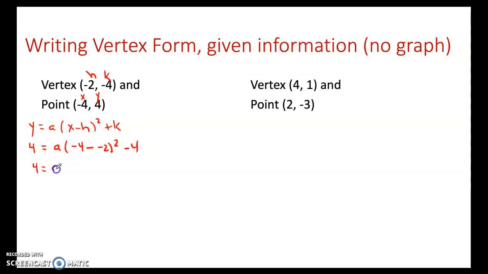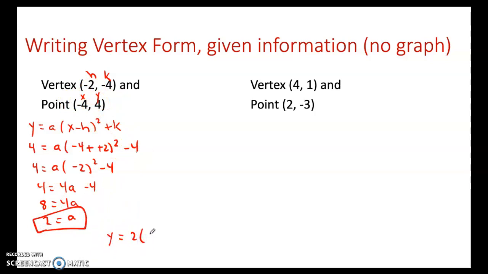Order of operations tells us that we have to simplify inside here first. Negative 4 plus 2 is a negative 2 squared. Square the negative 2. 4 equals, negative 2 squared is 4, so it'll be 4a minus 4. Add 4 to both sides. 8 equals 4a. A equals 2 rather, sorry. So we found our a. We know our h and k, so now we just write the equation. Y equals 2 times x minus h, so it'll be plus 2 minus the negative 2 squared minus 4.